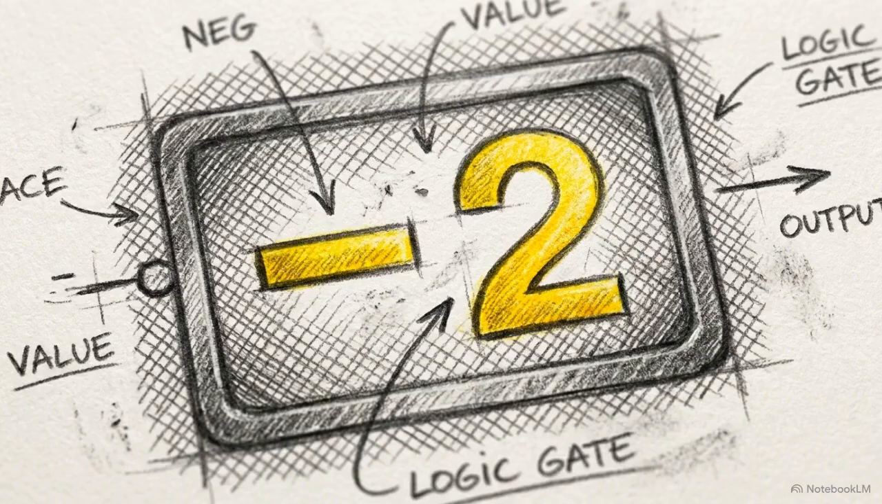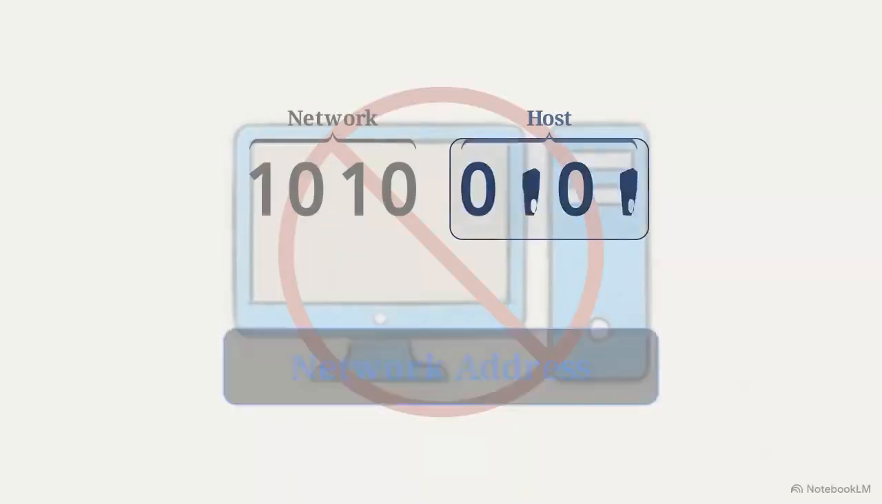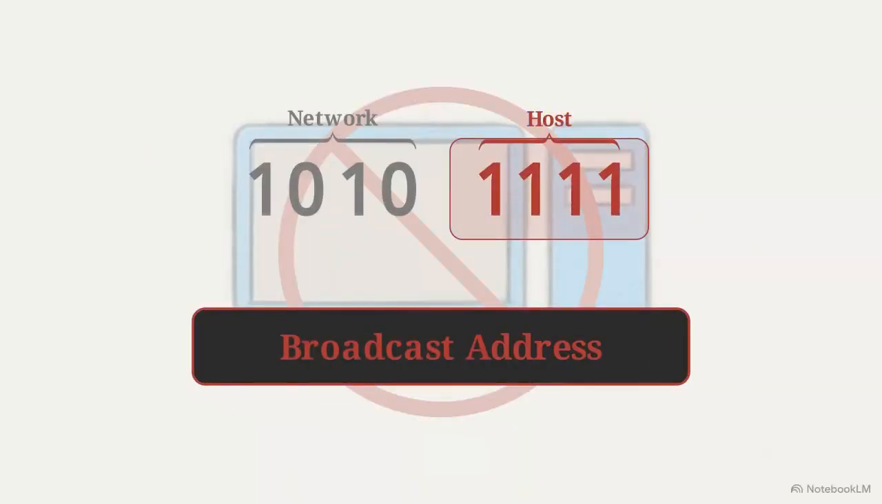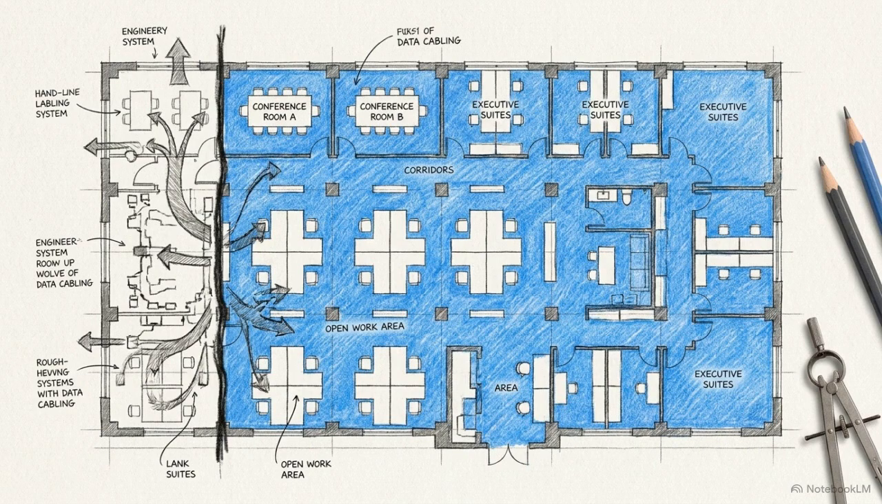Every single subnet must reserve 2 addresses for operational functions, the network address, where all host bits are set to 0, and the broadcast address, where all host bits are set to 1. Consider an organization assigned the network block 172.16.100.0 with a default /24 mask.